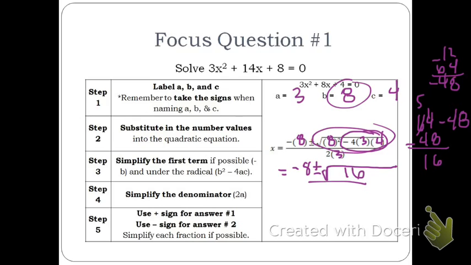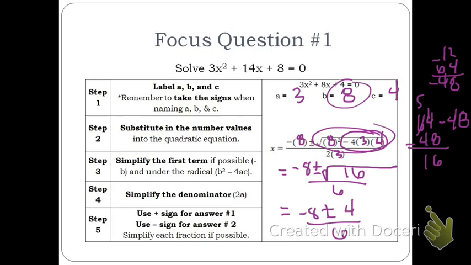Now we need to take the square root of that 100. Negative 14 plus or minus the square root of 100, which is 10, all over 6.